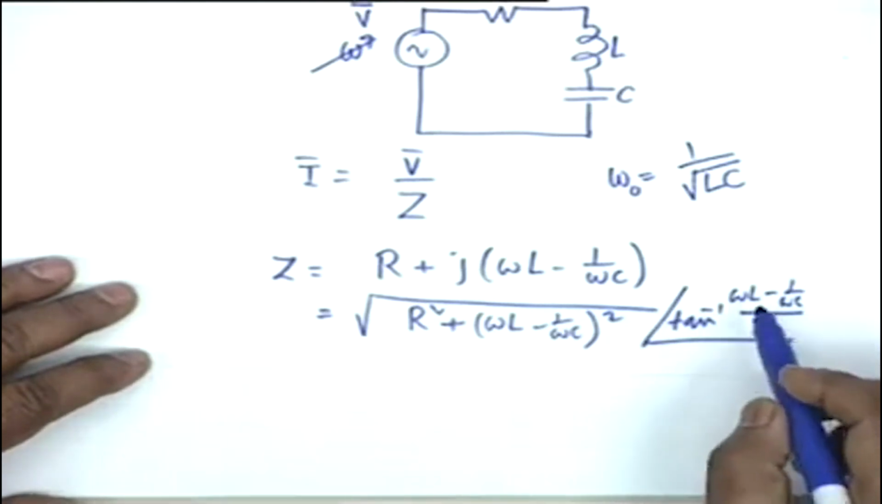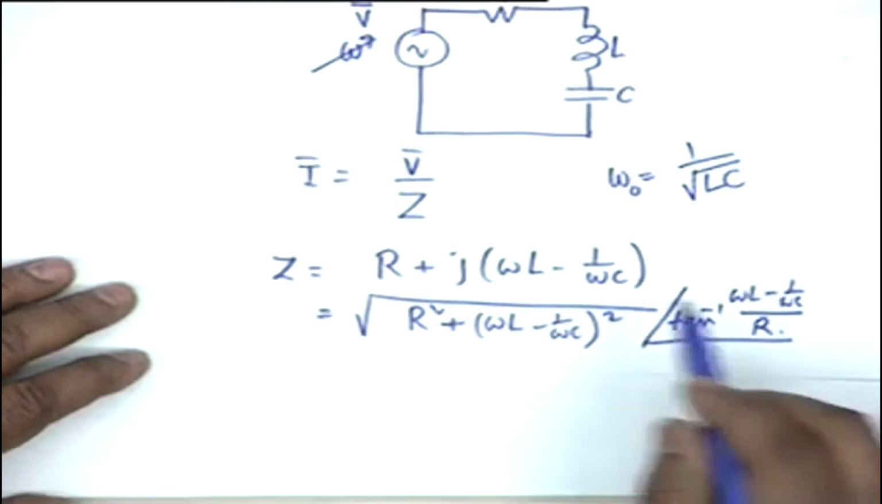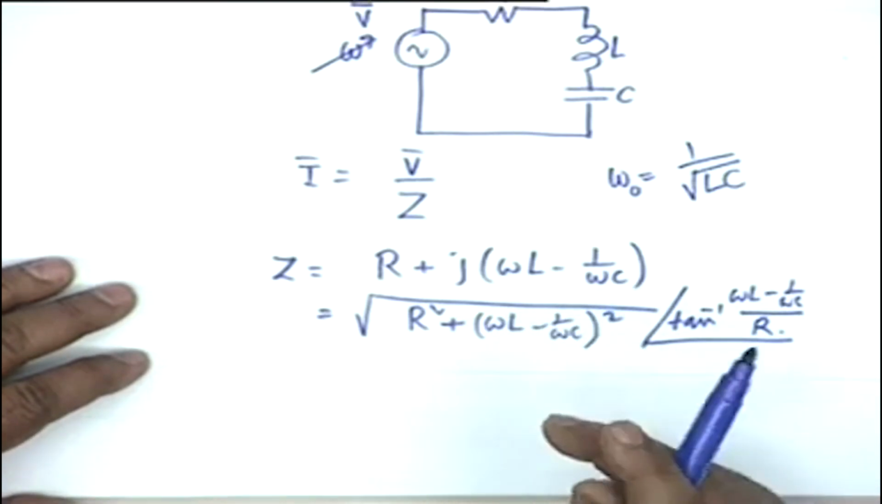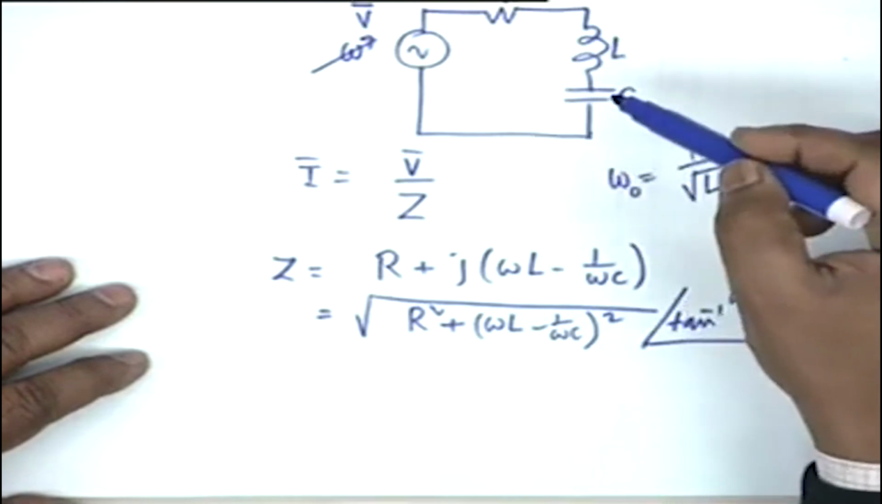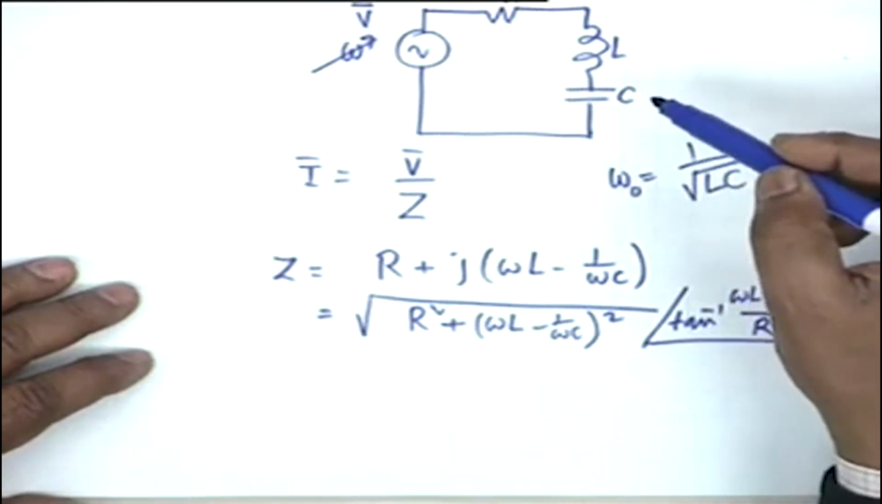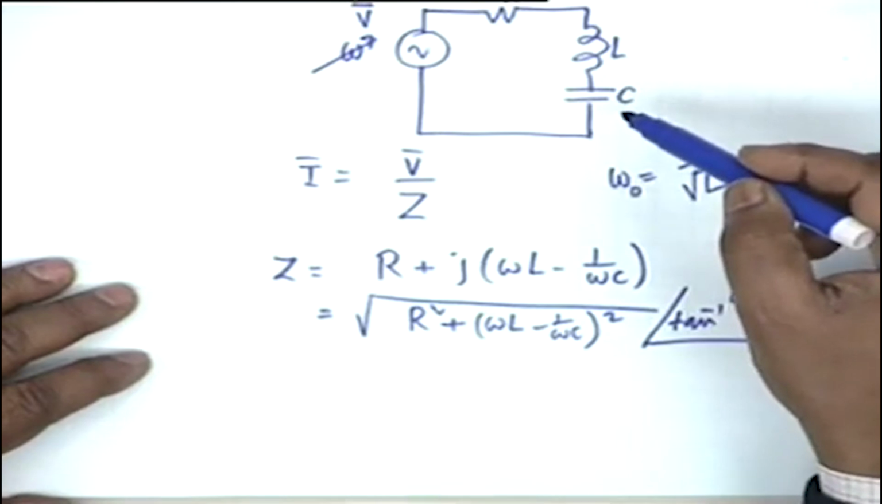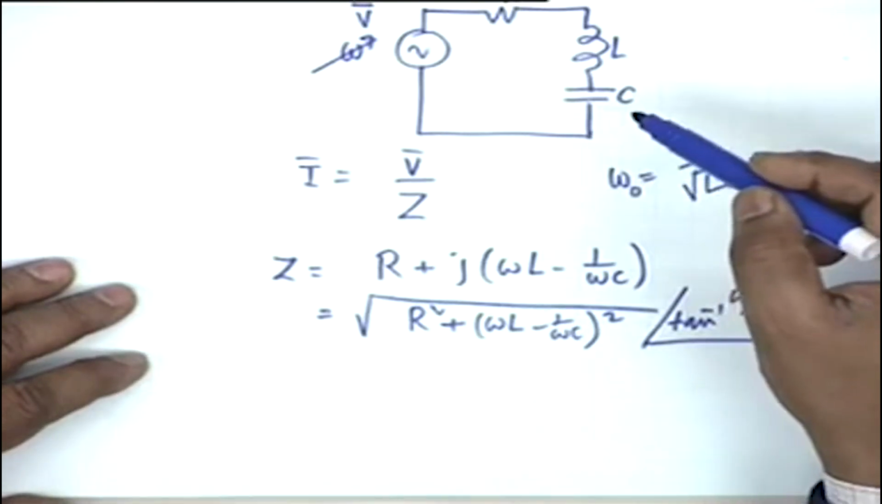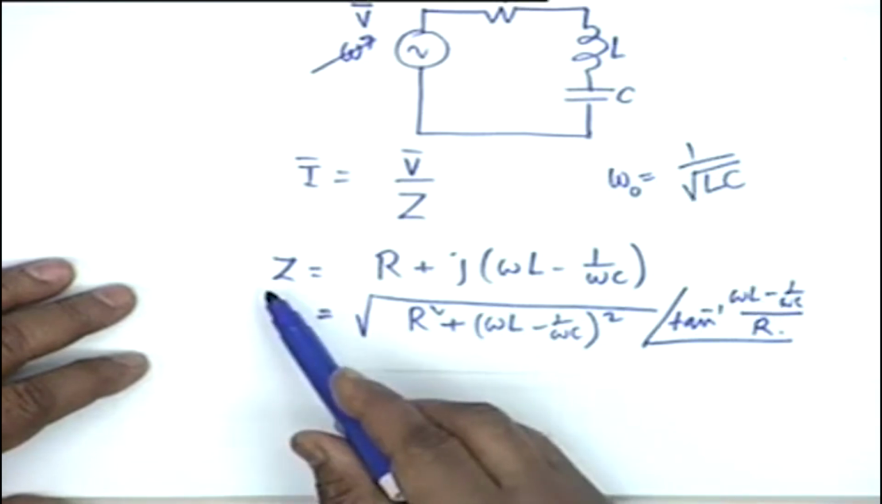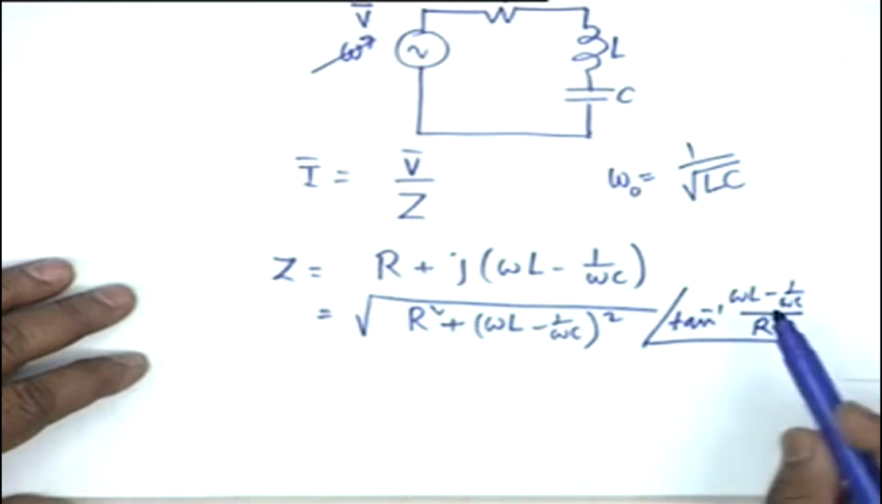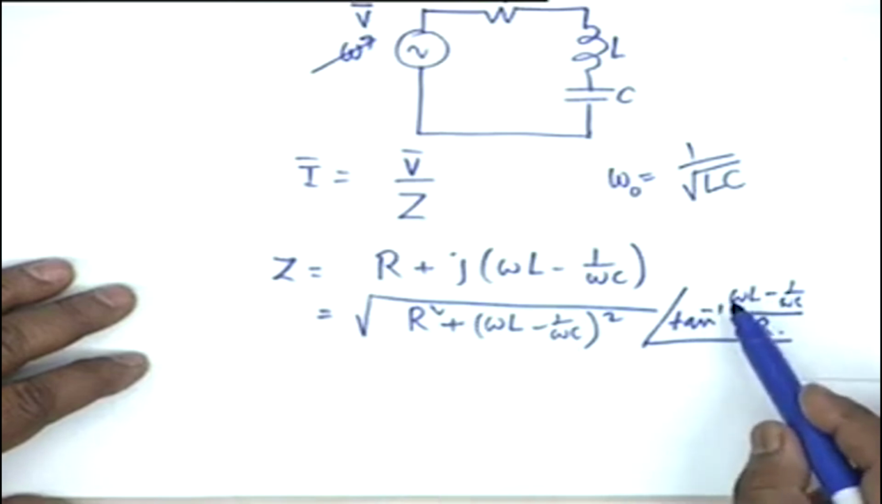beyond this frequency this term dominates. Omega L becomes greater than 1 by omega C, so the circuit becomes inductive because its reactance is positive. The impedance again increases towards infinity. As omega goes to infinity, the impedance magnitude goes to infinity, and the angle goes to tan inverse infinity, which is pi by 2.